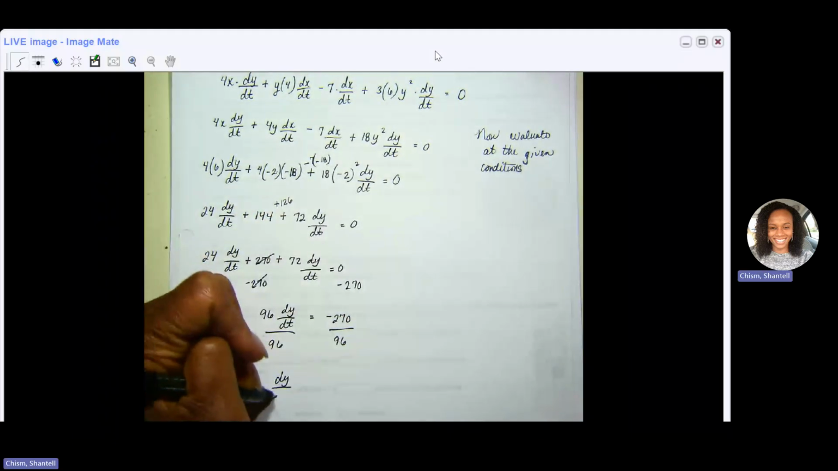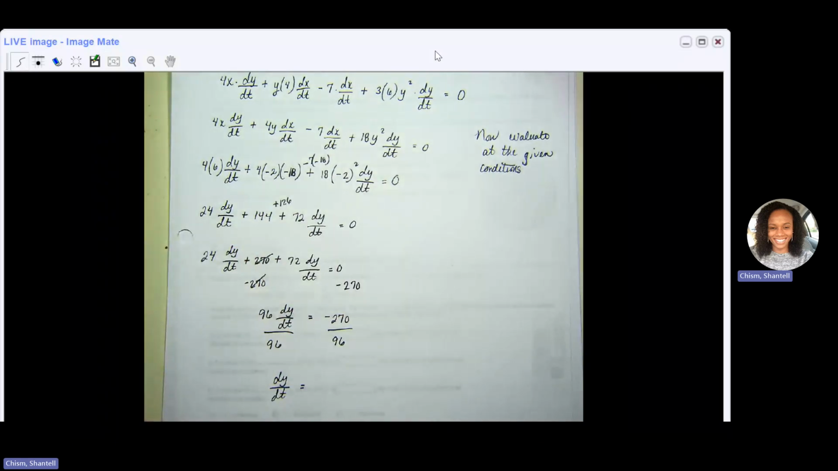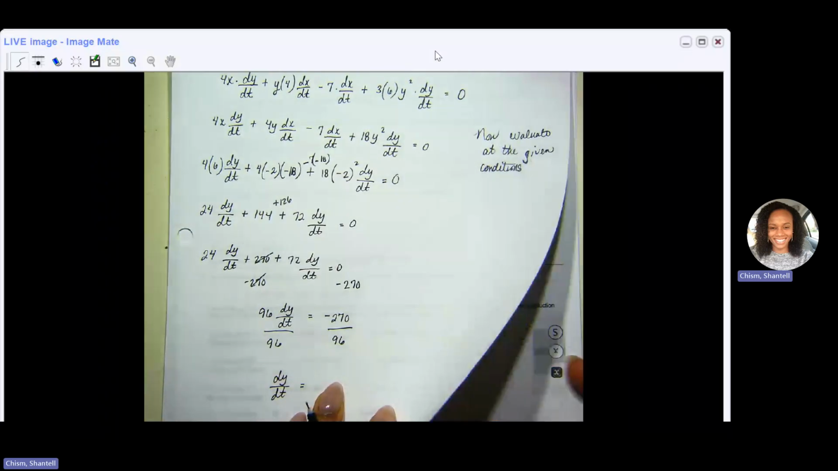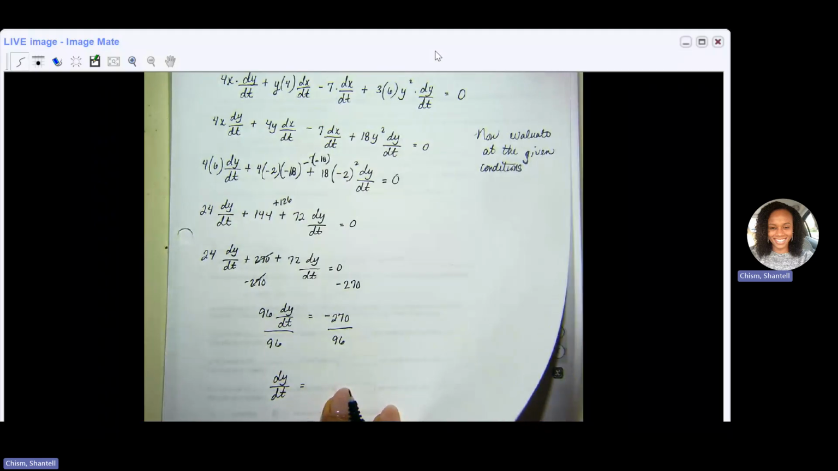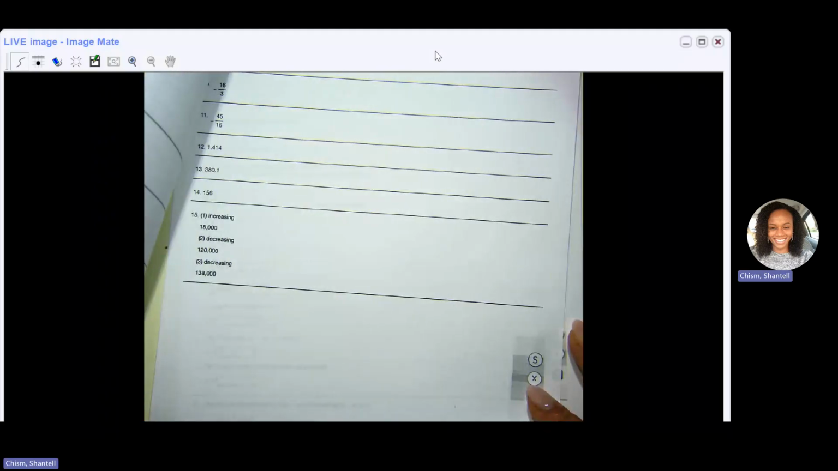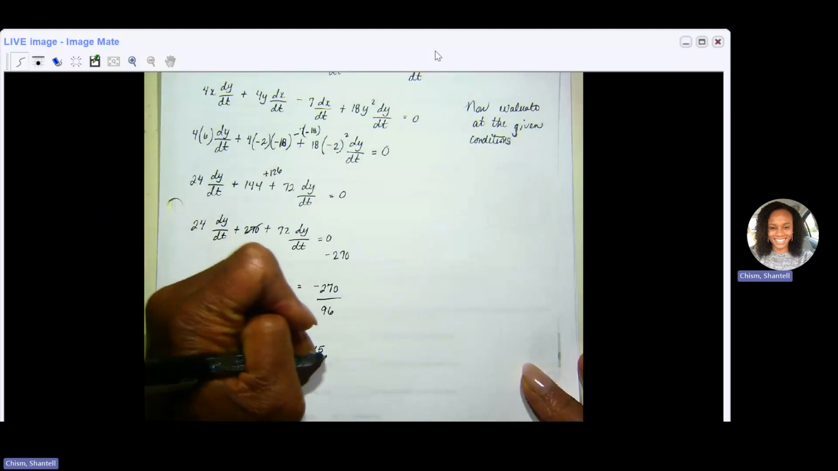Dy over dt equals, let's see if that will simplify. Negative 270 divided by 96. It gives us a decimal. And I am not sure if they want the decimal or a reduced fraction. I'm going to take a peek here at the solution and find out they want the fraction. So that simplified becomes negative 45 over 16.